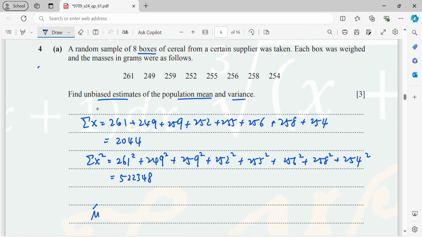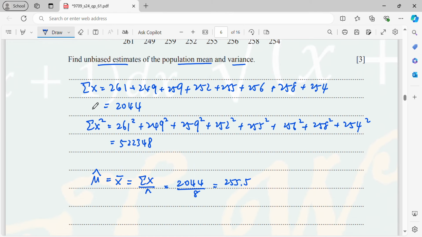So now the unbiased estimate for population mean. So that is mu hat. Hat means estimated value for population mean. This is calculated using the sample mean. That is summation x over n. So your n is 8. Therefore, 2044 over 8. And this is going to be 255.5. That is the unbiased estimate for population mean.